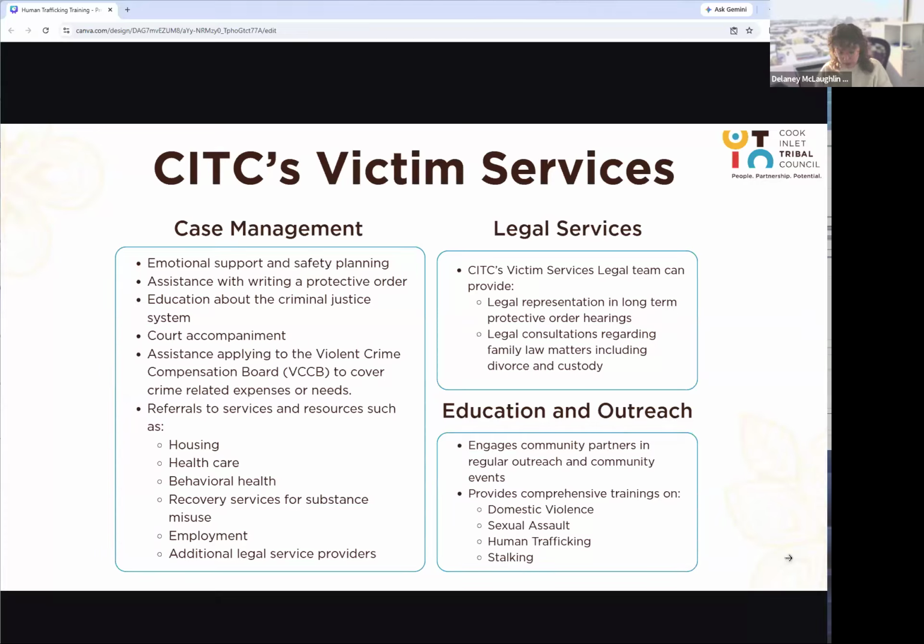And then we have a really awesome education and outreach team that engages with community partners in regular outreach and community events, and also provides comprehensive training on domestic violence, sexual assault, human trafficking, and stalking.